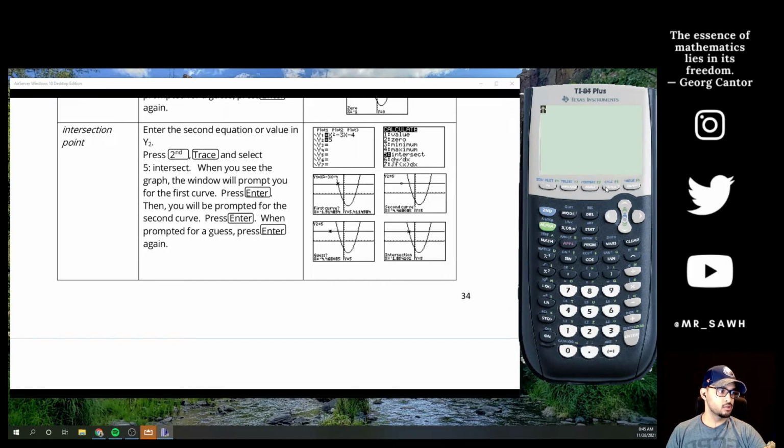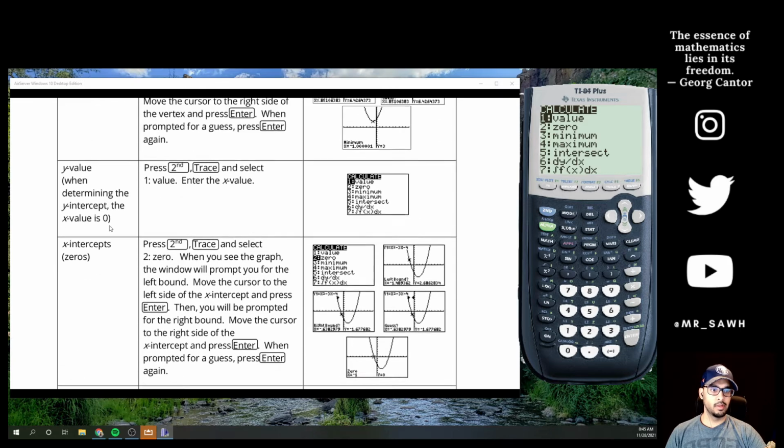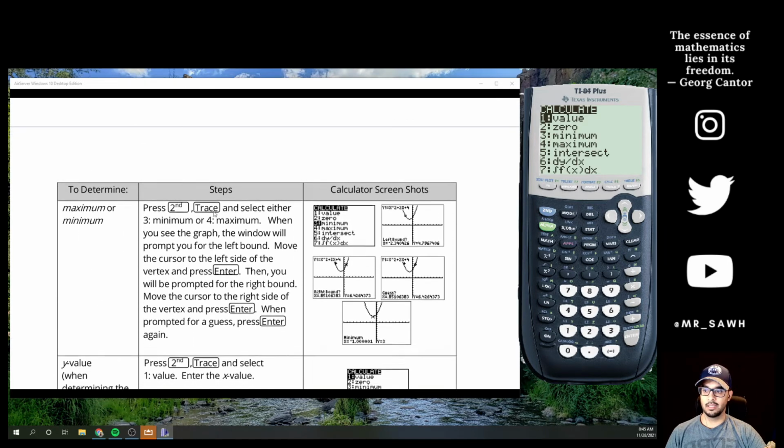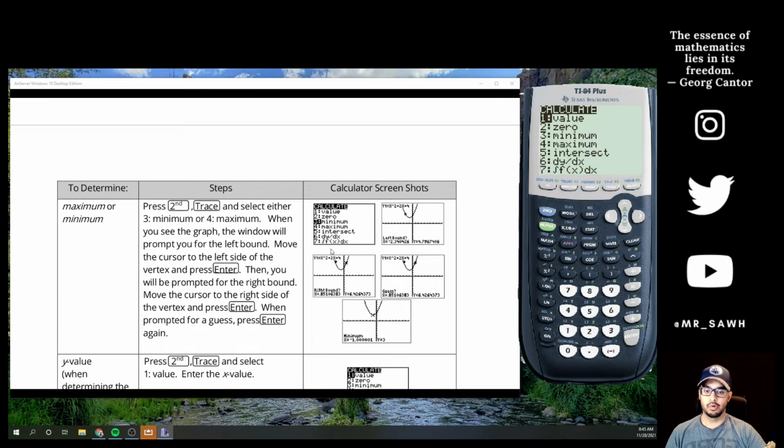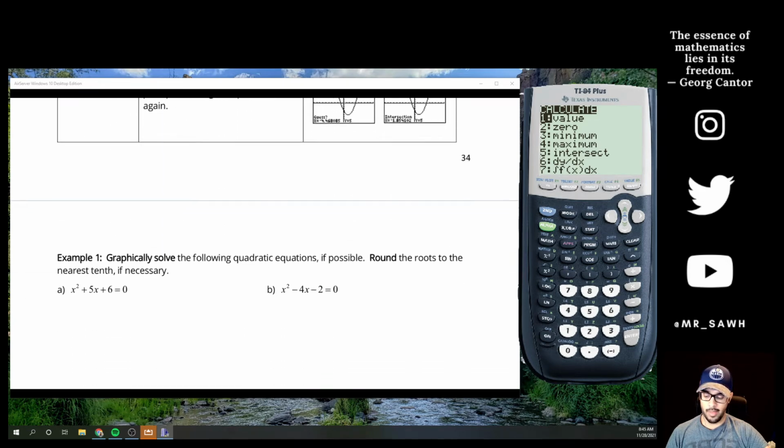If you press second trace, there's the calculate menu. And we're only going to use the options from 1 to 5. 6 and 7 are going to be reserved for calculus. Okay, so 1 through 5 is all we care about, and all 5 listed on this page tell you what buttons to press and what it should look like. So again, a very helpful page to come back to.